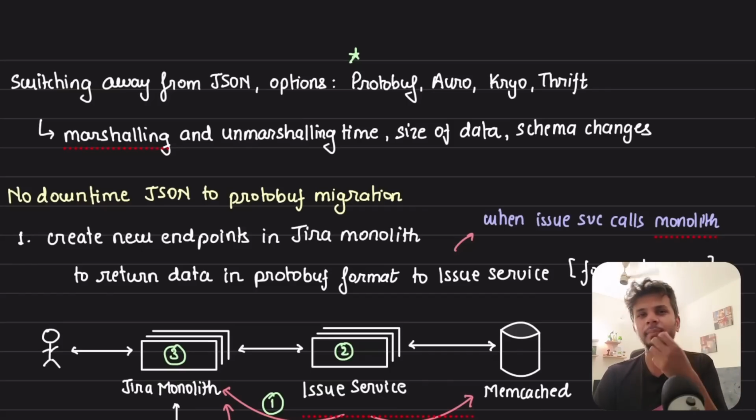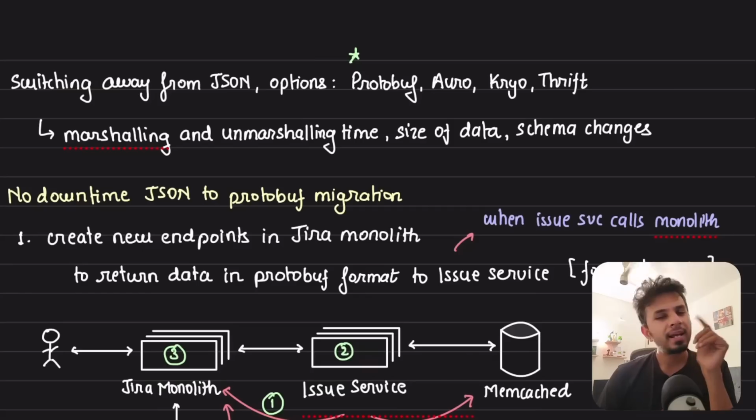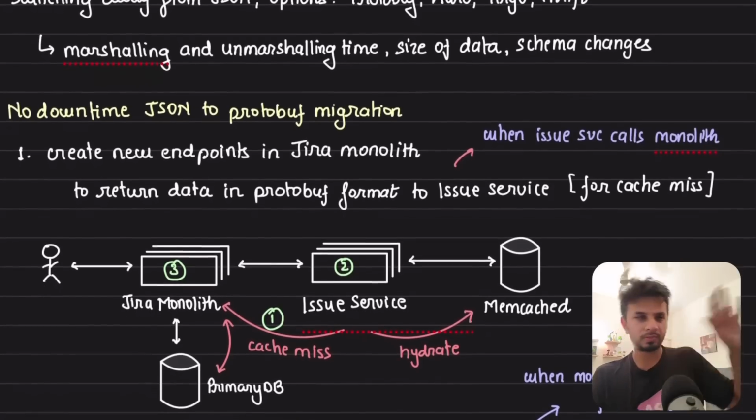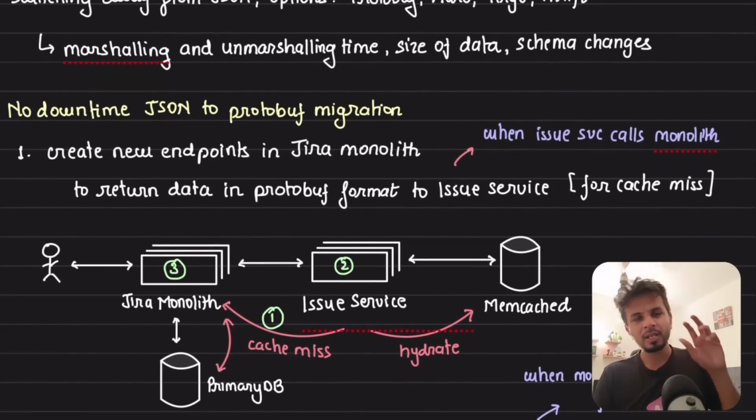Data is highly compressed and schema changes are both backward compatible and forward compatible. So life becomes easy. Now let's look at how they did no downtime migration from JSON to Protobuf. We'll dig deeper. On a high level, there are 3 phases I spoke about. Now let's dig deeper on what they actually did.